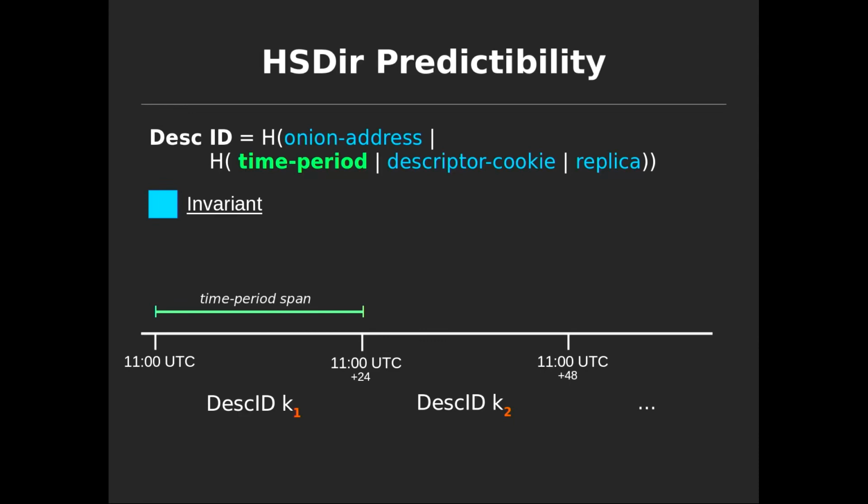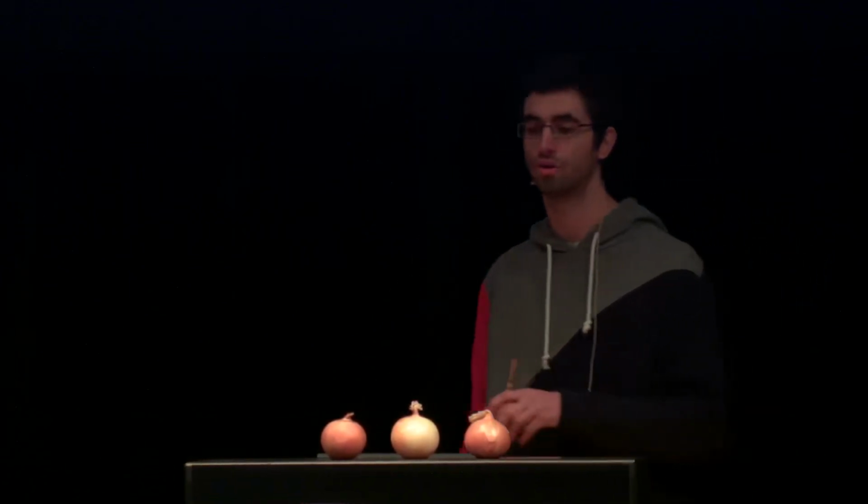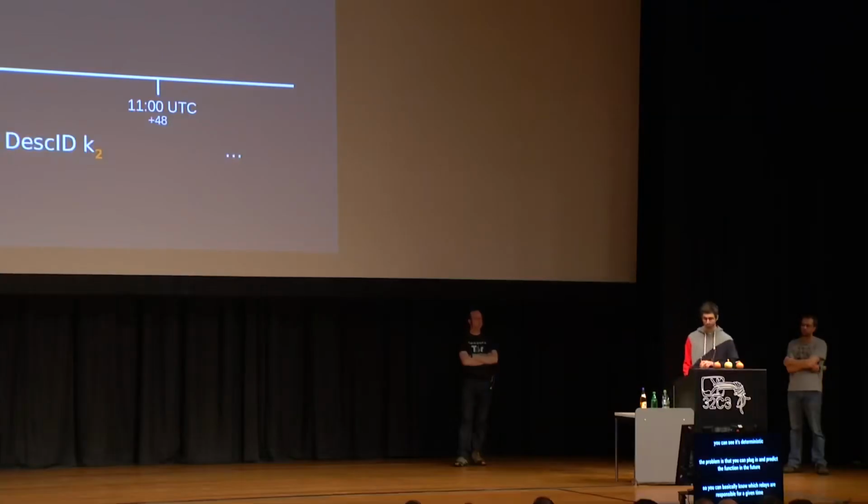But the problem is that because it's deterministic, you can basically plug in the onion address you want and the time period in the future, and you can predict the result of that function in like 2 months from now. So you can know which relays will be responsible for a hidden service in 2 months. And if you're a bad guy, maybe you will inject yourself into that place, and you will become the HSD of a hidden service. And then you can monitor its activity, or you can do DOS attacks. So this is not something we like, and we will attempt to fix it.